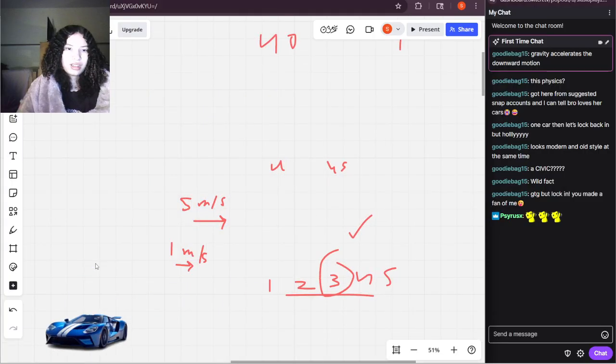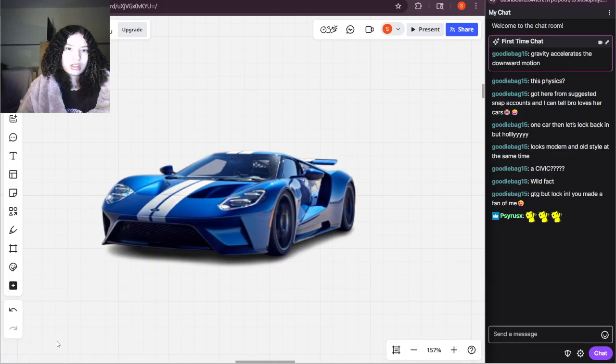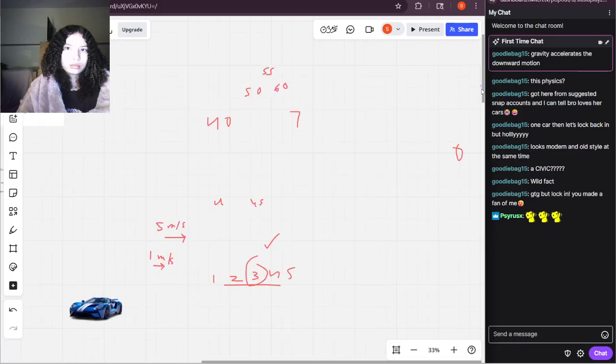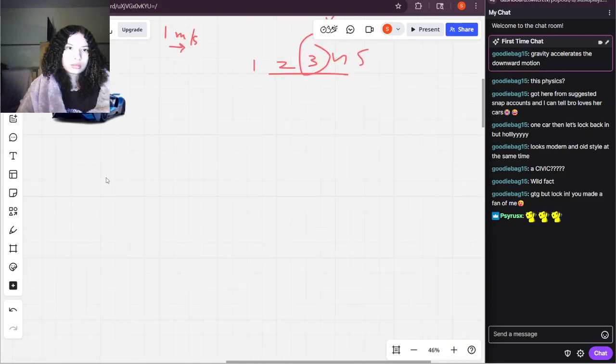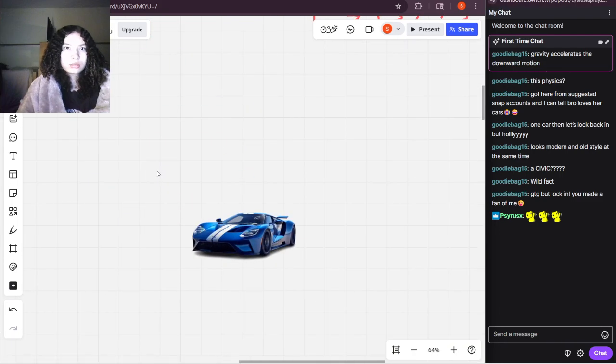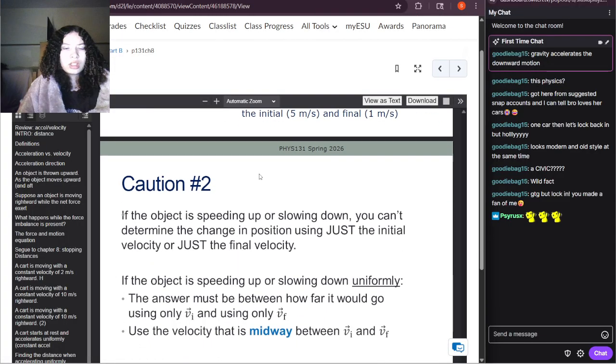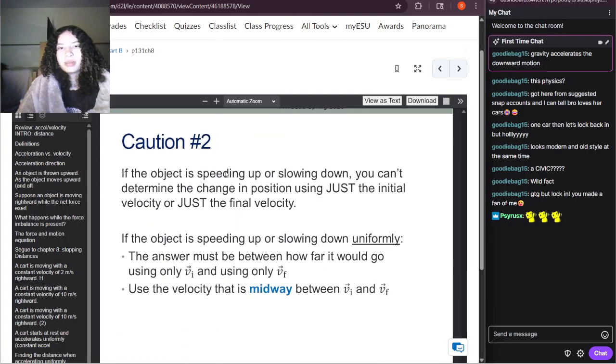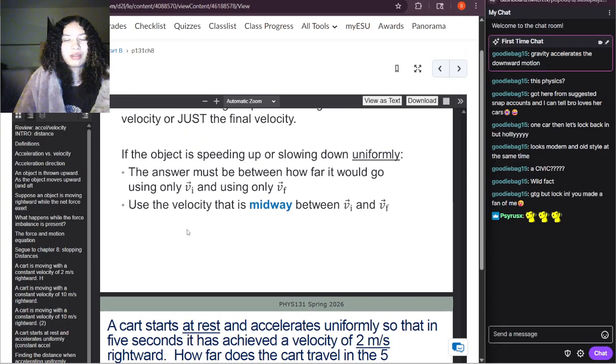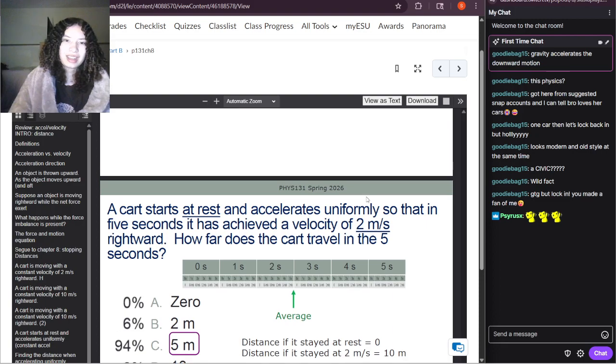Move our car out of here. Okay, caution. If the object is speeding up or slowing down, you can't determine the change in position using just the initial velocity or just the final velocity. If the object is speeding up or slowing down uniformly, the answer must be between how far it would go using only that and that. They use the velocity that is midway between that and that.